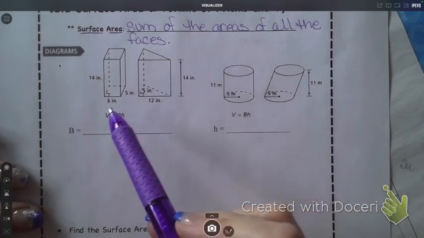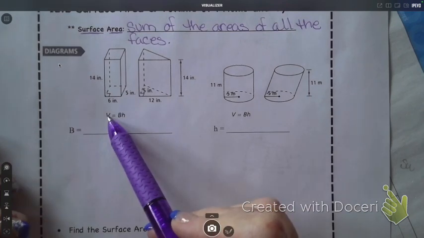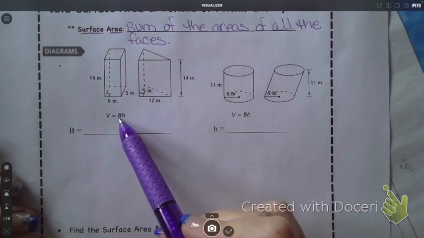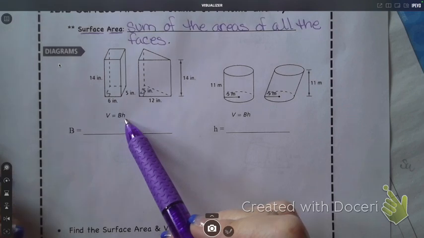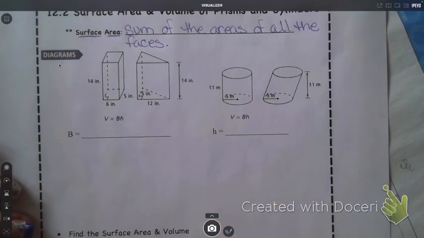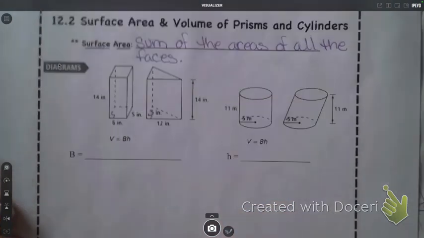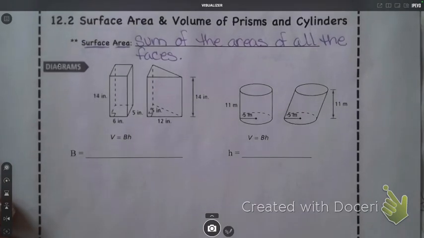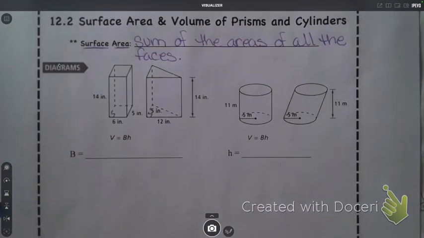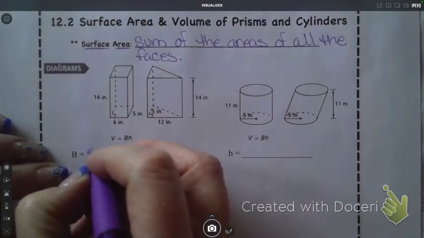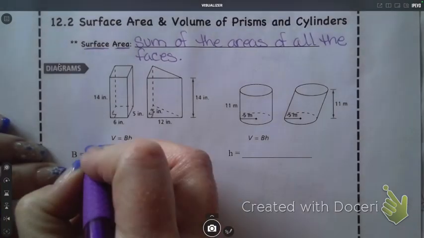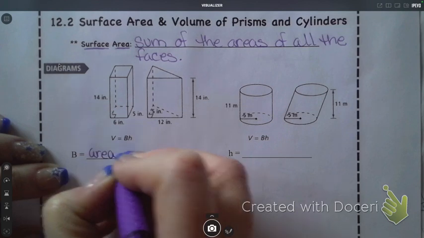Now volume. V stands for volume, yes? Okay, so we have capital B times H. Now wait a second. I've never used a capital B. I've always used what kind of a B? Lowercase. What do you think a capital B means? Base. It's the area of the base. So B equals area of the base.